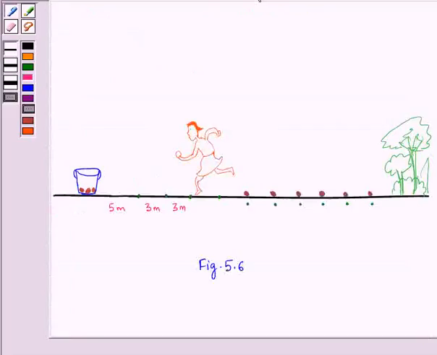Now here is the figure. This is the bucket of potatoes and the competitor first has to run 5 meters to pick up the first potato. Then she comes back, then again she has to run till this point to pick up the second potato, and so on. She has to pick up the 10 potatoes, and we have to find the total distance the competitor takes in picking up 10 potatoes one at a time to place it in the bucket.